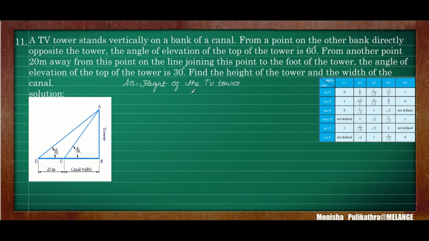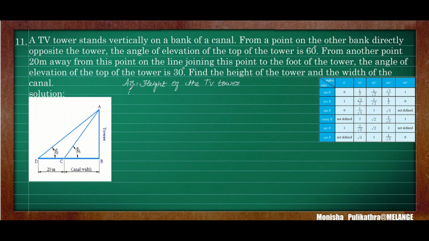So the height of the TV tower on the bank of the canal, from a point on the other bank directly opposite to the tower, the angle of elevation of the top of the tower is 60 degrees. And from another point 20 meters away from this point, on this other side of the bank, the angle of elevation is 30 degrees.